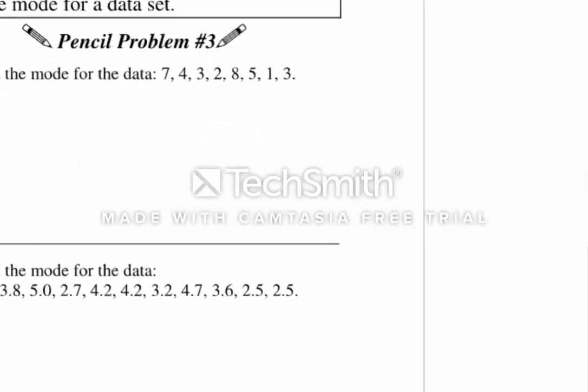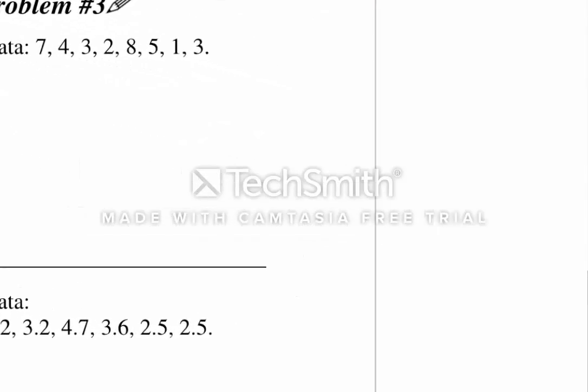Mode is the piece of data that occurs the most times. You can have no mode, you can have two modes. This one, it looks like 3 occurs more than any other number, so the mode would be 3. In 3B, 2.5 occurs twice, and 4.2 occurs twice, so both of those would be considered a mode for the data. We've got two modes there. If everything was listed once, you'd have no mode. That's fine too.